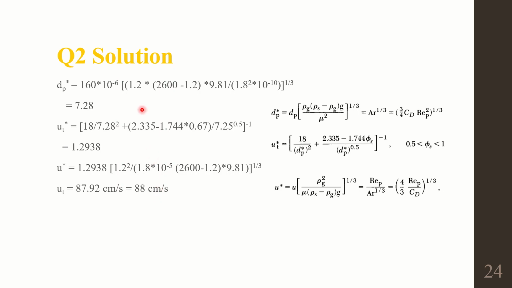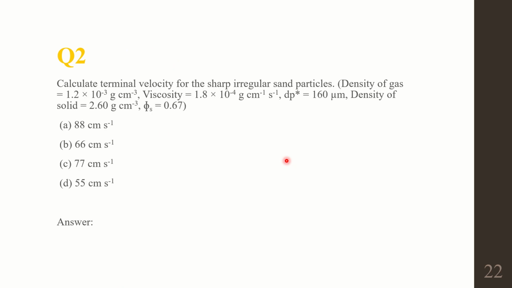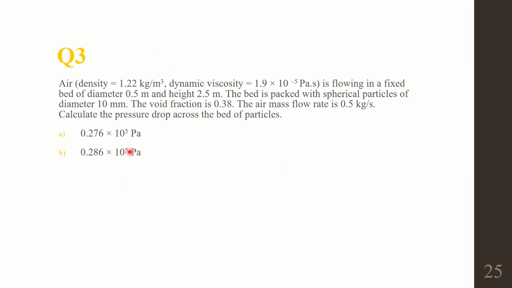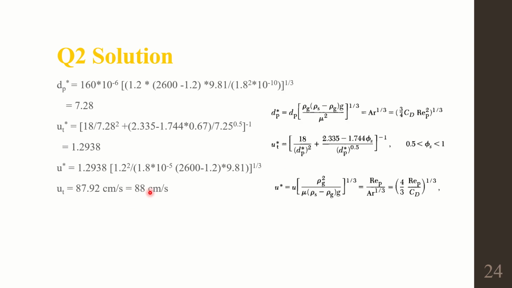So how are we doing? One more time. We are calculating dp star first, and then ut star, and then substituting that in this particular equation to get the u value, which we get as 87.92 centimeter per second, or 88 centimeters per second, which is the right answer. Option A is the right answer.